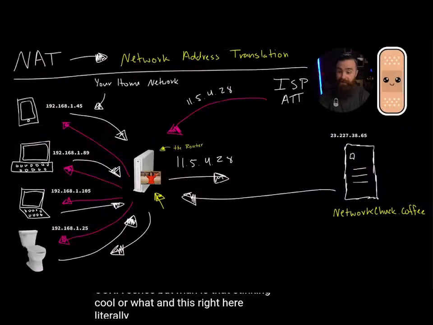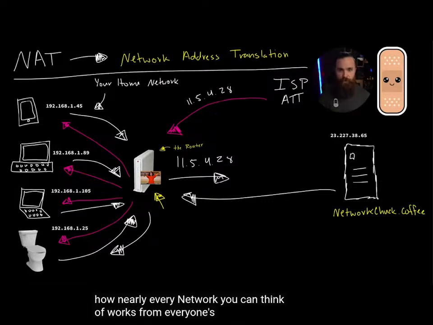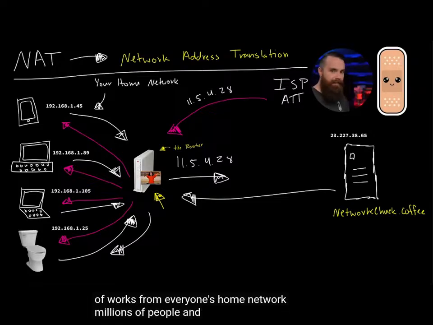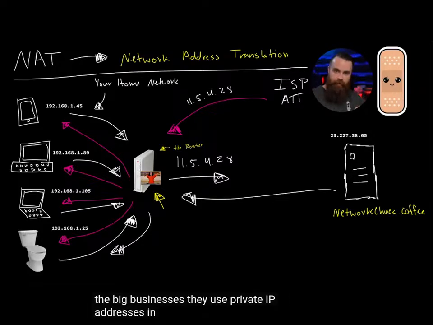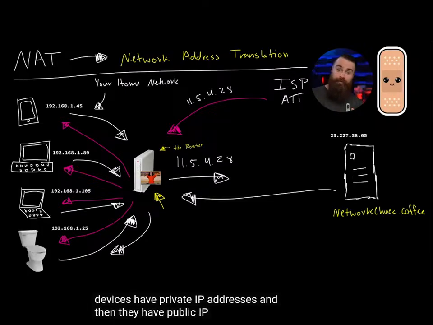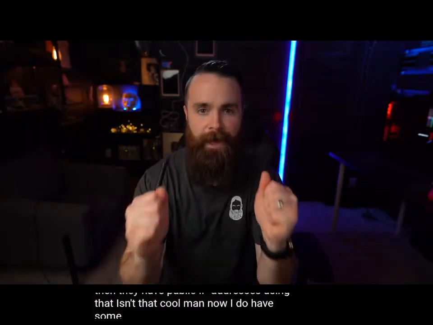And this right here literally saved the internet, and it's how nearly every network you can think of works, from everyone's home network, millions of people, and businesses. All the big businesses, they use private IP addresses in their business. All their devices have private IP addresses, and then they have public IP addresses using that. Isn't that cool? Man. Now, I do have some bad news.